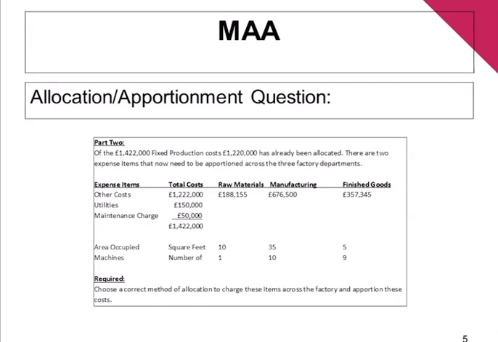So what we've got is a couple of pieces of information that we can use. We've got area occupied, which is measured in square footage, and then we've got machines that are measured by number of. Okay, so let's move on.